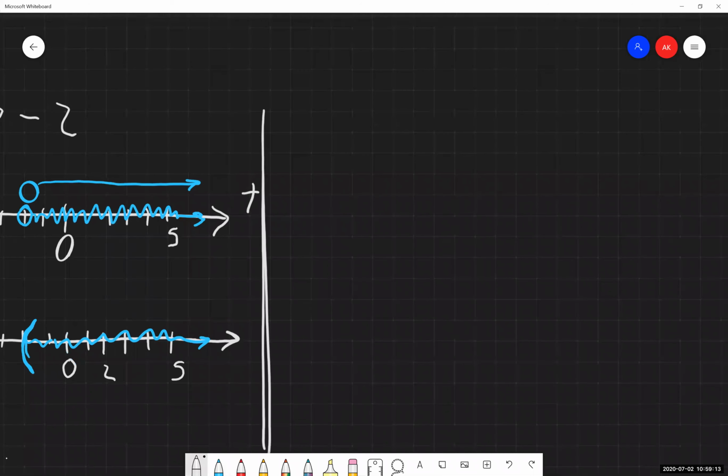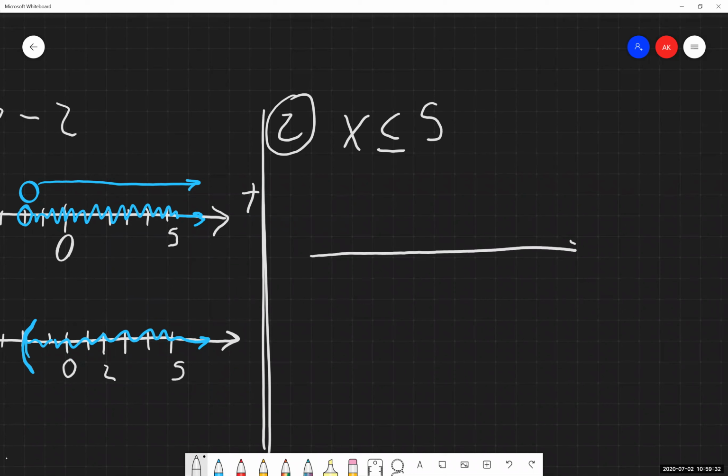So looking at our second example, again, we're making sure we're graphing these things properly. We are working with x is less than or equal to 5. So again, I'm setting up my number line. I'm defining 0. Here's my positive direction. Here's my negative direction. So 1, 2, 3, 4, 5. I'm going to go by ones again.